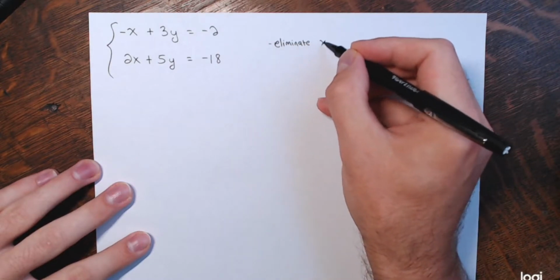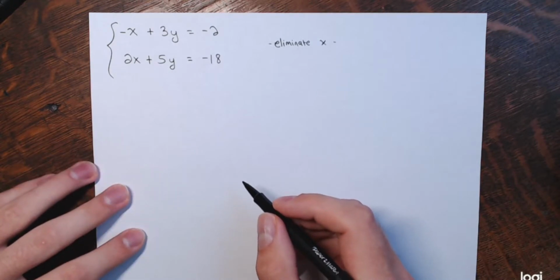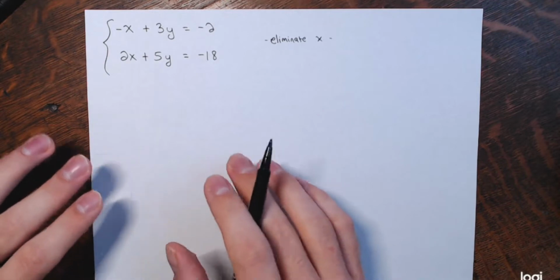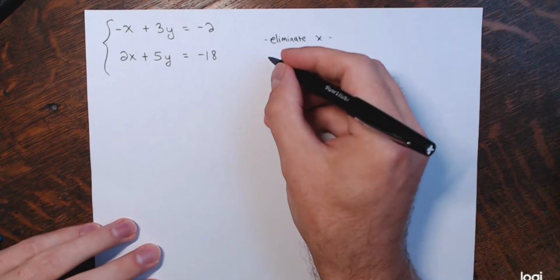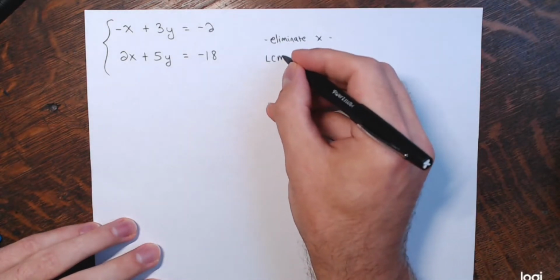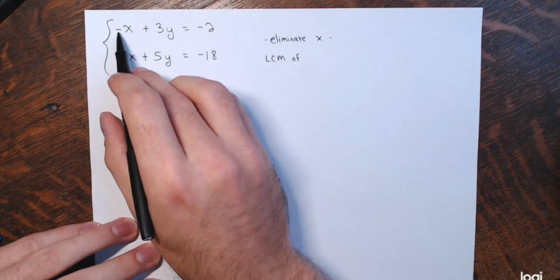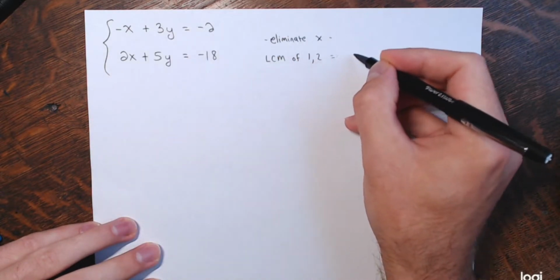Again, you'll see eventually it really doesn't matter, but you'll eventually get to the point where after enough practice you'll see it'll be probably easier to eliminate this variable than that one. Alright, so then I find the least common multiple of the coefficients of x. Now they're negative 1 and 2, but just ignore the negatives. The least common multiple of 1 and 2 is 2.